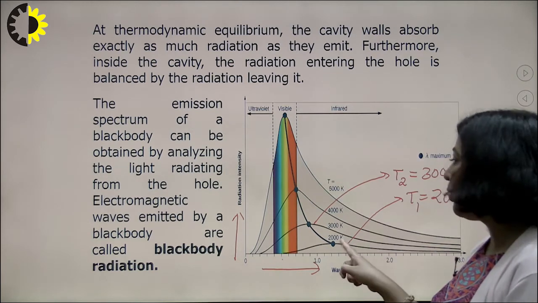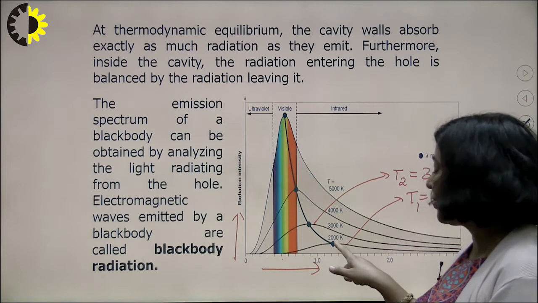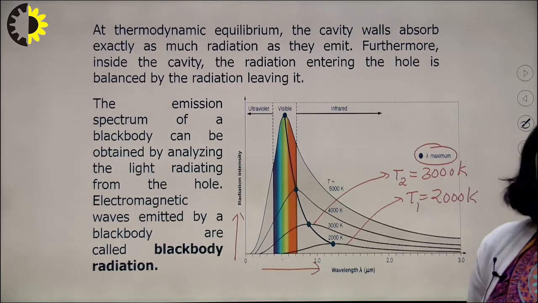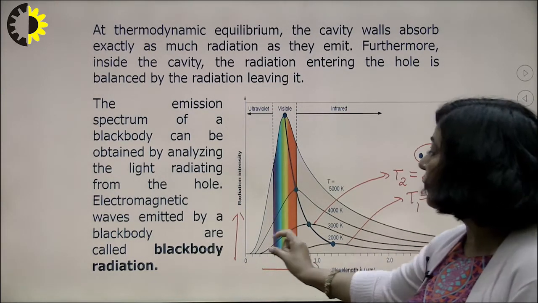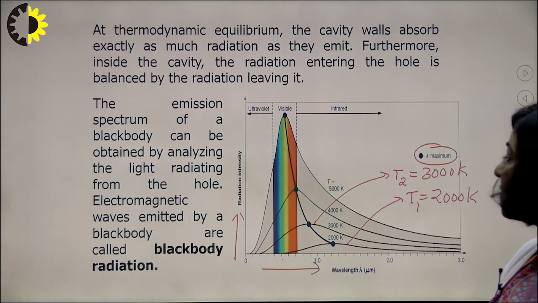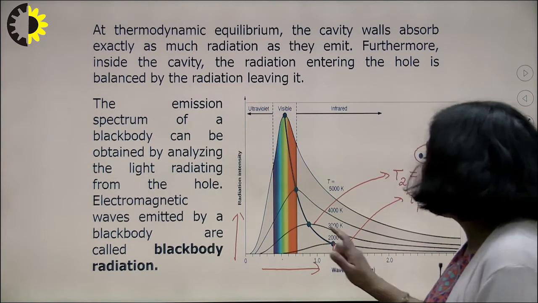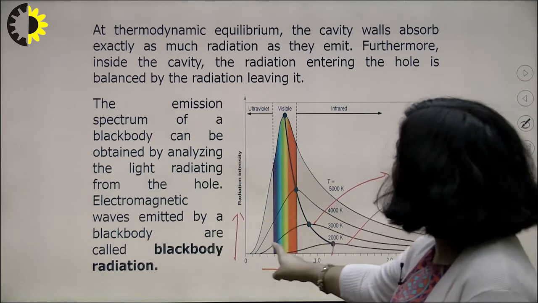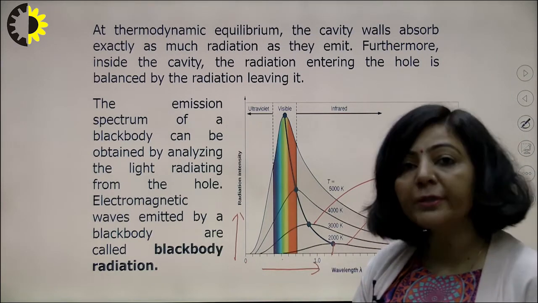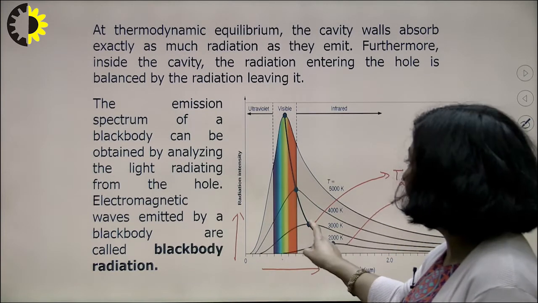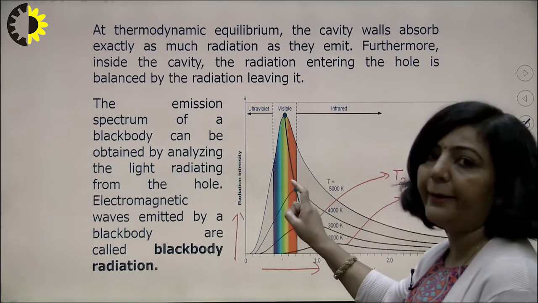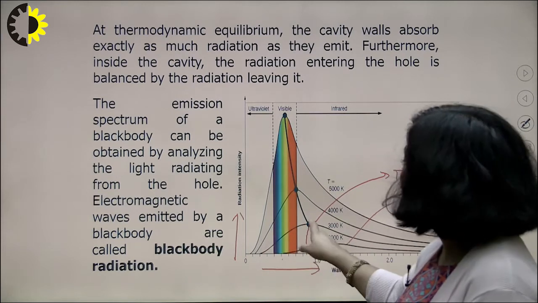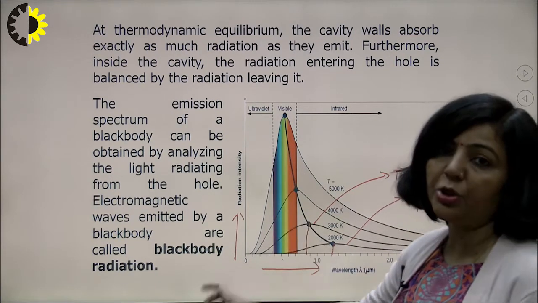You can see here at 2000 Kelvin, there is a point which is given by this blue circle. There is a point at which the intensity of the electromagnetic radiation is maximum. At the wavelength corresponding to that blue circle, the intensity of radiation is maximum for this temperature, 2000 Kelvin. And at 3000 Kelvin, again you have this blue circle here, and for this wavelength, at 3000 Kelvin, the intensity or energy of this radiation is maximum.